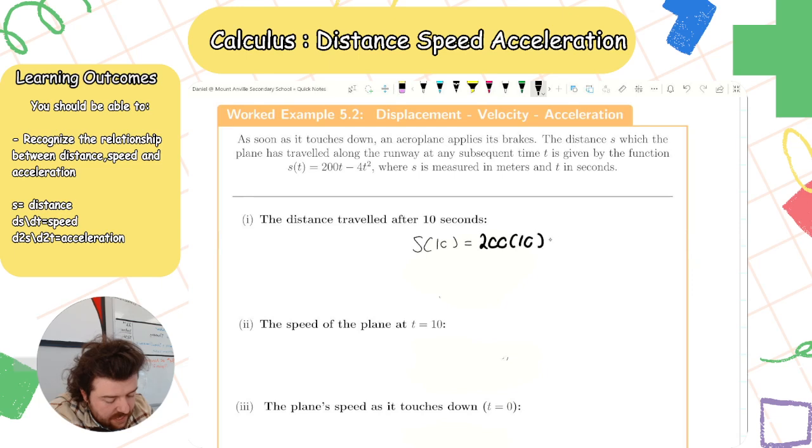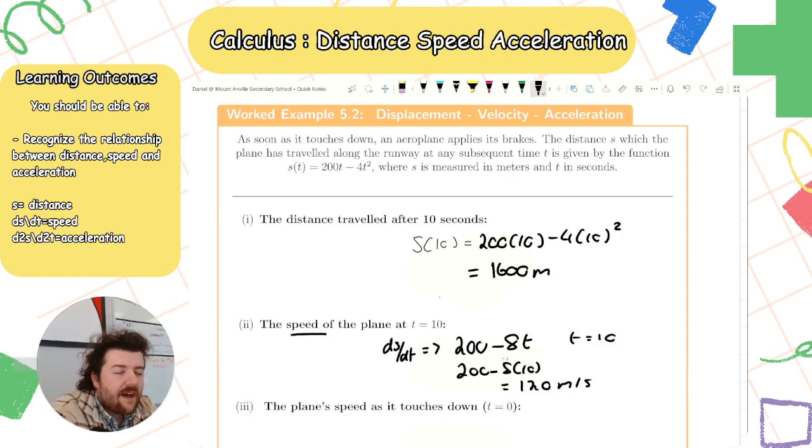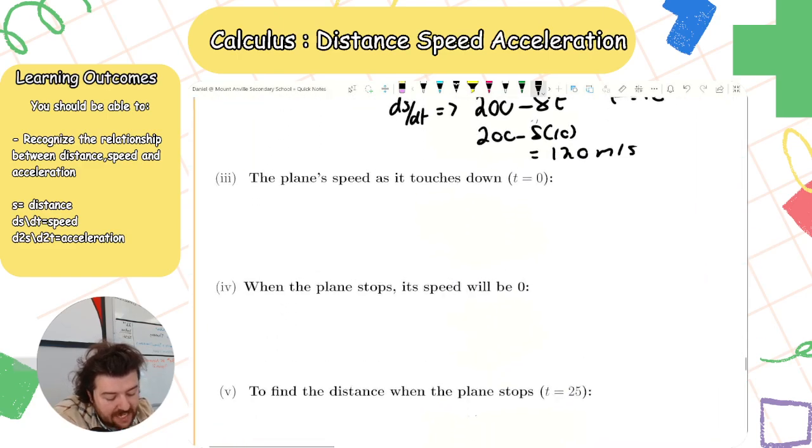200 times 10 minus 4 times 10 squared is equal to 2000 minus 400, which is 1600 meters. Now, the speed of the plane at t equals 10. The speed we're looking for is ds/dt, that is 200 - 8t, and with t equal to 10 that'll be 200 minus 8 times 10, equal to 120 meters per second. So after 10 seconds, the plane is traveling at 120 meters per second.